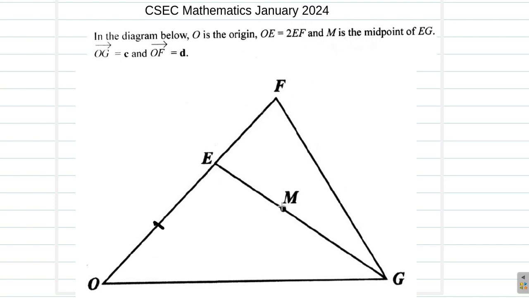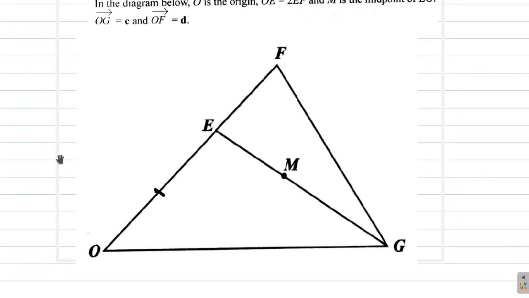M is the midpoint. Although looking at it closely, you can see that the distance EM is shorter than the distance MG, but it's not drawn to scale, and they say M is the midpoint of EG. And then OG equals C. So let's do a little thing here. From O to G, this is a vector from O to G. Put an arrow on it, and that is C.